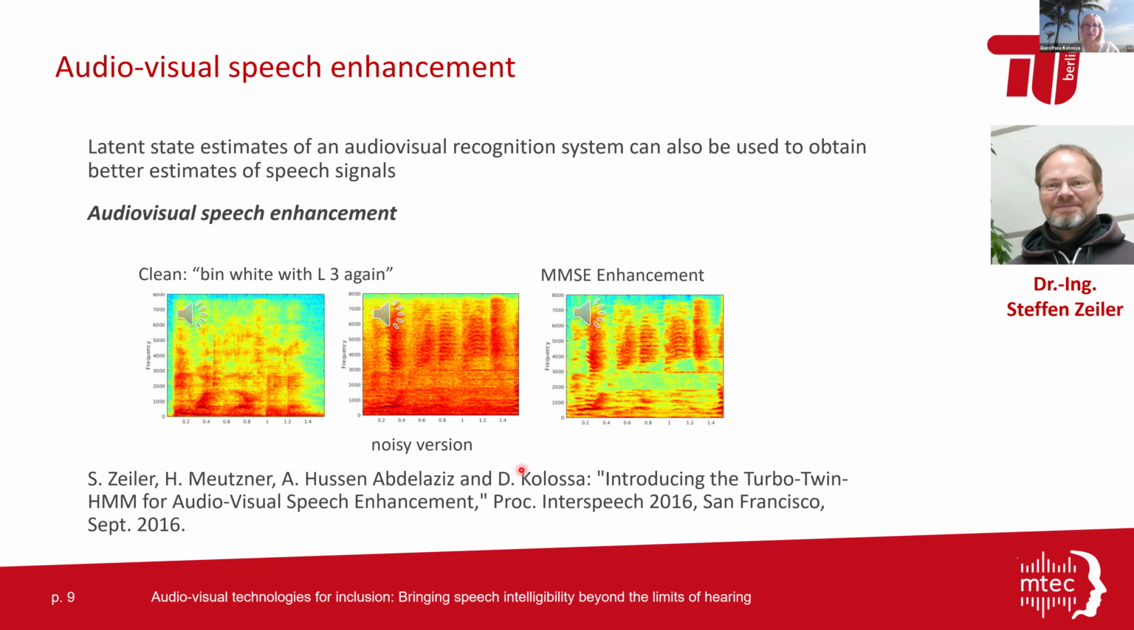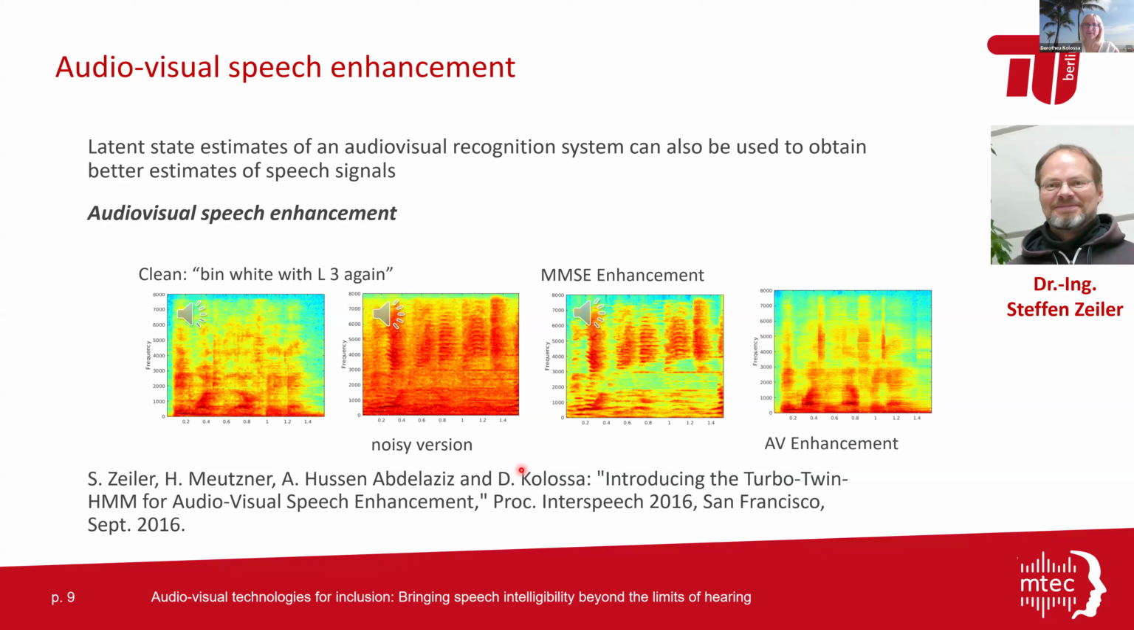And now when we have visual information available in addition and use this audiovisual state-based enhancement that I just talked about, this is what the spectrogram looks like. So you can see that already the spectrogram is really reconstructed much better. And this is the audio. Bin white with L3 again.